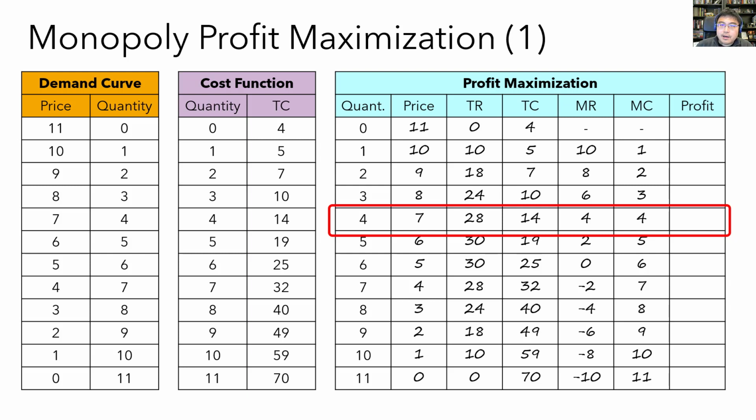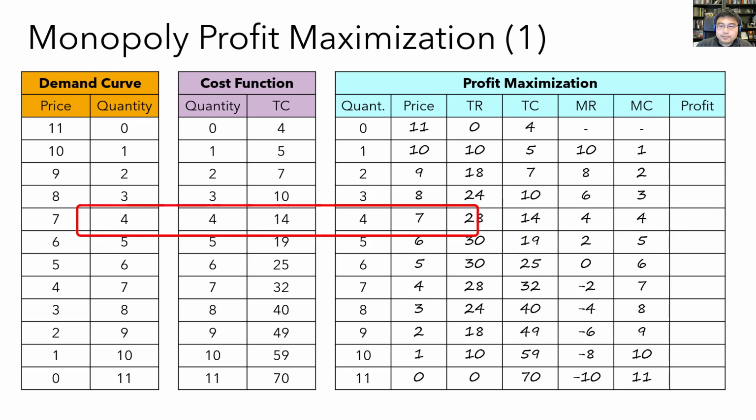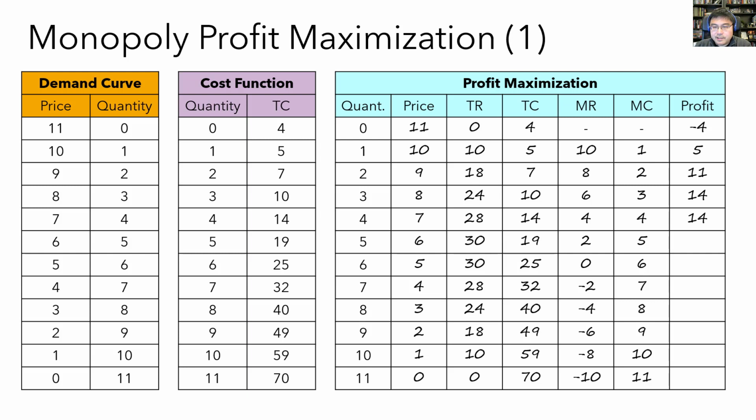And just to be sure, let's actually calculate what the profit would be at each level of quantity. All right, so at a quantity of 0, revenue is 0 and cost is 4, so profit is -4, right? The firm is losing 4 by producing 0. At a quantity of 1, the total revenue is 10 and total cost is 5, so profit is 5. Okay. At a quantity of 2, revenue is 18 and total cost is 7, so our profit is 18 minus 7, which is 11, right? And then 24 minus 10 at a quantity of 3, it's 14. 28 minus 14 is again 14. 30 minus 19 is 11. 30 minus 25 is 5.